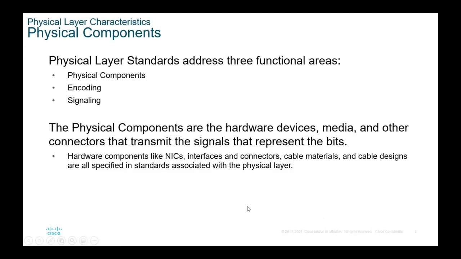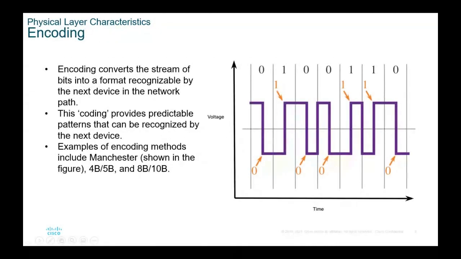The hardware components like network interface cards, interfaces, and connectors, cable material, cable design are all specified in various standards. So, encoding. Remember we said that it's all ones and zeros, but how does that work with electricity? If this line is 0 volts, and this line is a medium, if there's a voltage, it could be counted as 1. If there's 0 volts, it could be counted as 0.